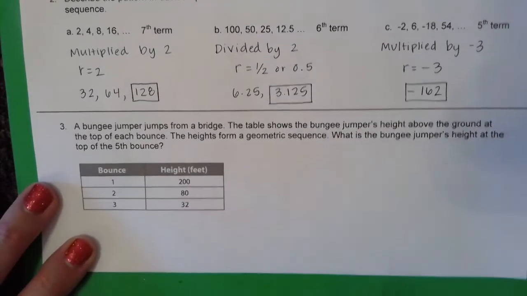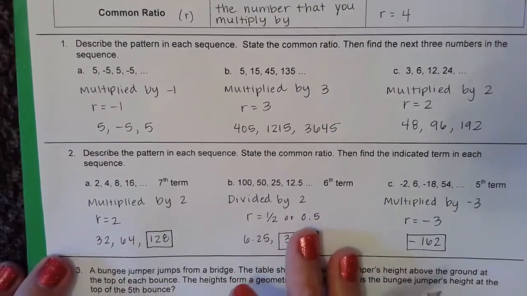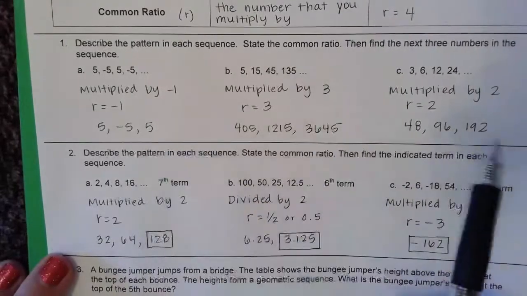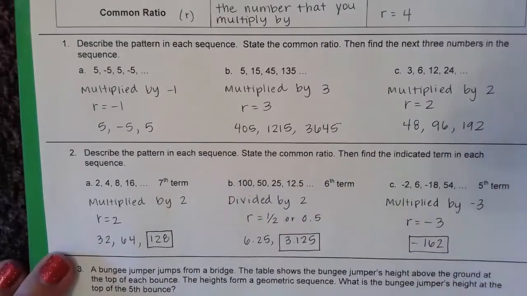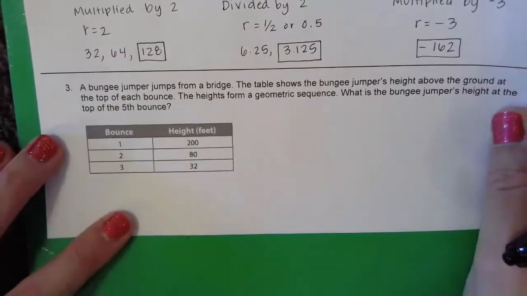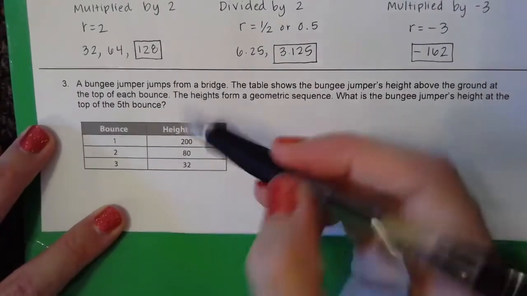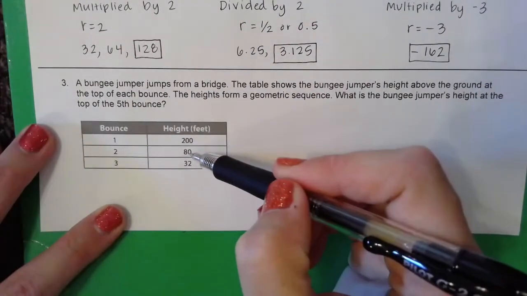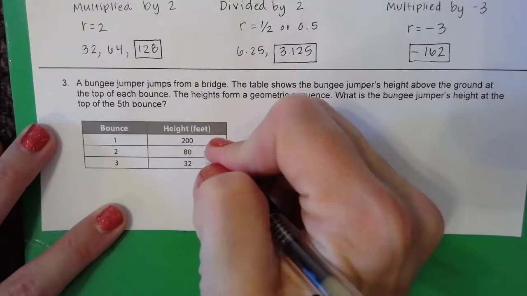Something that we haven't said in the notes so far, up above, in all of these problems, it was pretty easy to figure out the number that you were multiplying by, because it was either a whole number, a positive or negative whole number, or in the case of number 2b, it was a fraction, but 1/2 wasn't that hard of a fraction to figure out, because it's a fraction that we're used to seeing. In number 3, to figure out how a 200 turns into an 80 and how an 80 turns into 32, remember, you're trying to figure out the number that you're multiplying by.